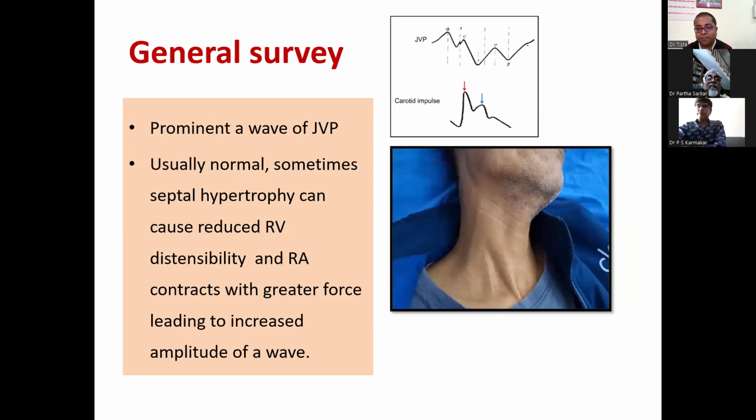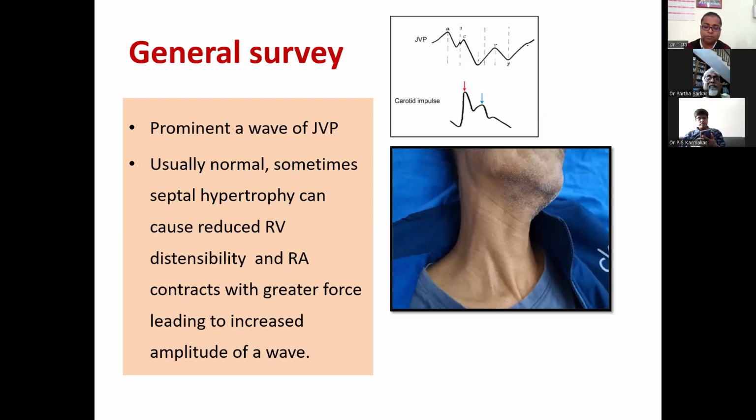Here she mentioned that JVP was prominent. She didn't mention the pulsatile nature, that is, which wave was more prominent, the A or C waves. CV waves were most prominent here. Basically, in HCM, generally, if failure doesn't intervene over and above it, JVP is not elevated. Sometimes the septal hypertrophy can cause reduced RV distension, and so the RA is contracting with a greater force. So the A wave is prominent. Usually, remember, the JVP may be normal, or there may be a prominent A wave.